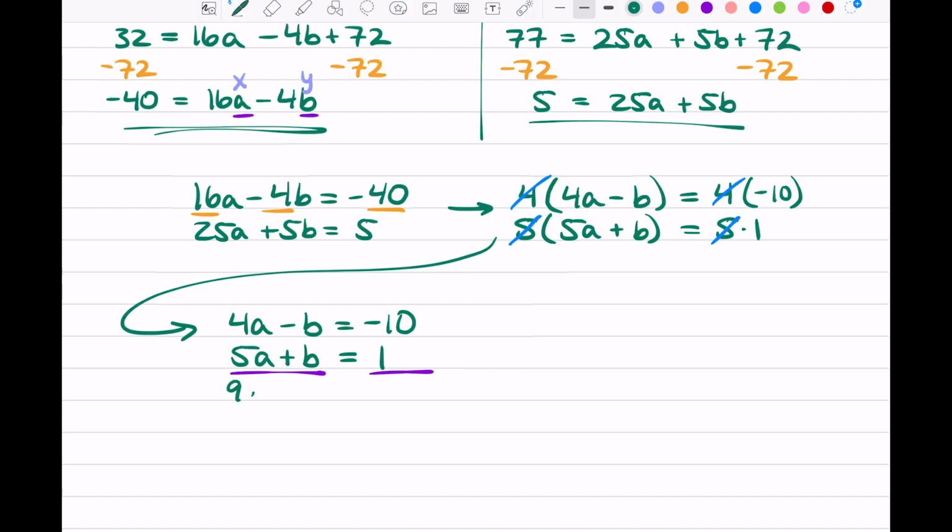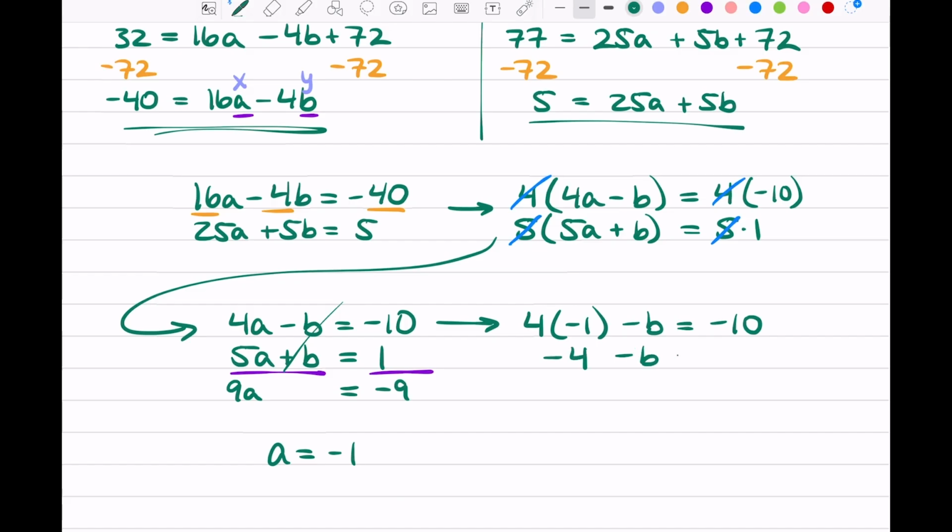4a plus 5a gives us 9a. Our b's cancel. And on the other side, negative 10 plus 1 is negative 9. Divide both sides by 9, and we get a equals negative 1. So now we just need to substitute that back into one of our equations. Let's take our first one. So we have 4 times a, which is negative 1, minus b equals negative 10. 4 times negative 1 is negative 4. And we want to get b by itself, so let's add 4 to both sides.